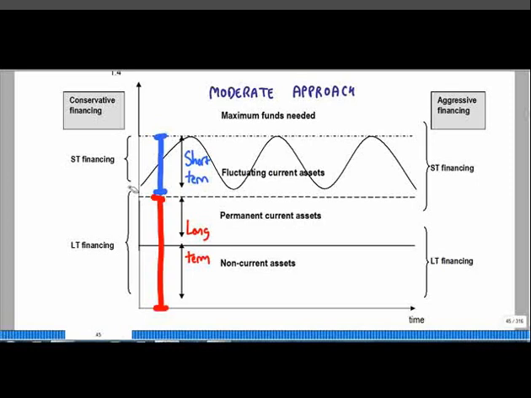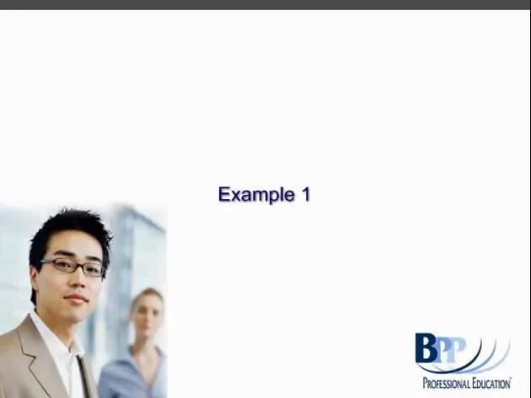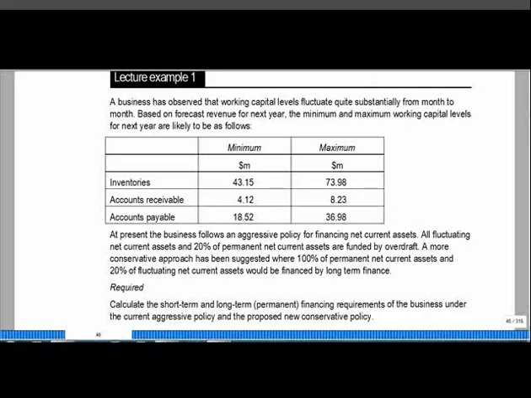These different approaches to working capital finance can be tested with numbers, and we're going to move on to consider this now in lecture example 1. In lecture example 1, we're given some information on a business's minimum and maximum working capital levels. In any particular month, inventories can be as low as 43 or as high as 74, and so on for receivables and payables. We're told at the moment that the company relies on short-term finance.